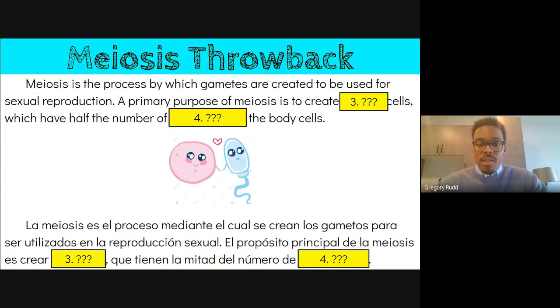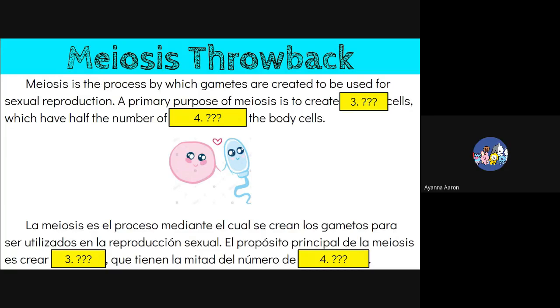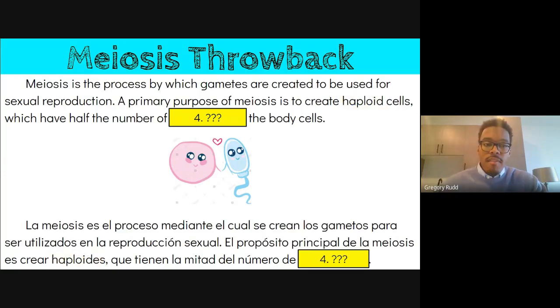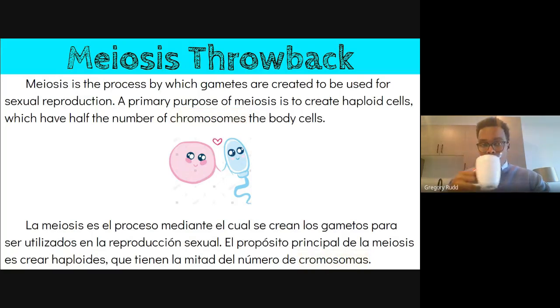A primary purpose of meiosis is to create blank cells, which have half the number of blank, the body cells. Daughter cells? Okay, daughter cells, yes, but these are specific types of daughter cells that have half the number. So what do we call those? Haploids. Good, excellent. They're to create haploid cells, which have half the number of what? They have half the number of plasma membranes or half the number of mitochondria. What should be there? Chromosomes, good. Okay, so you guys remember the basics of meiosis.